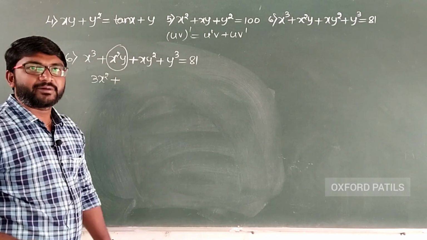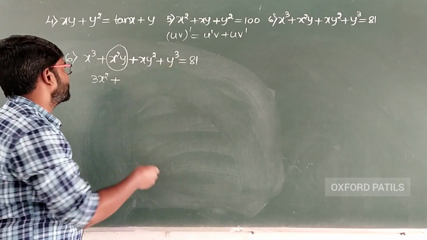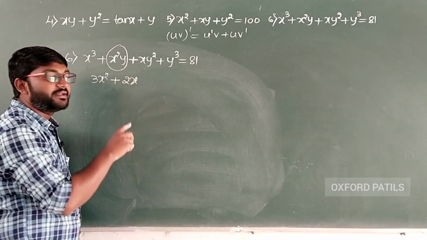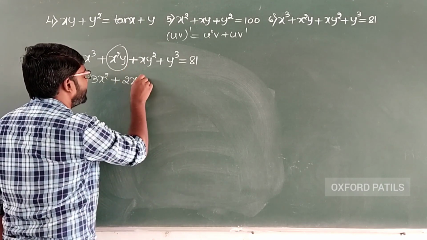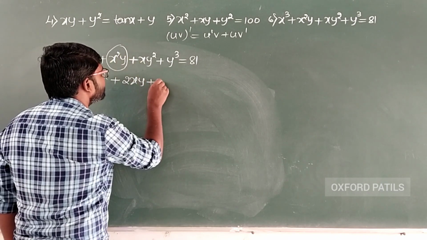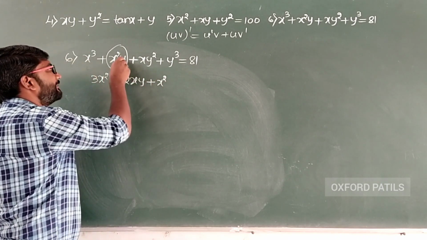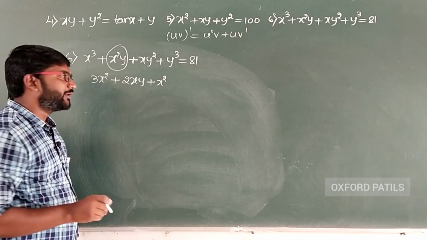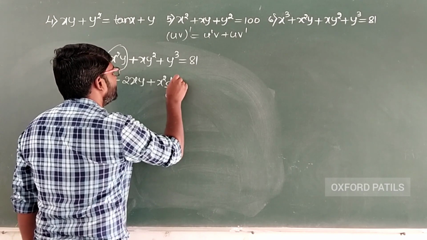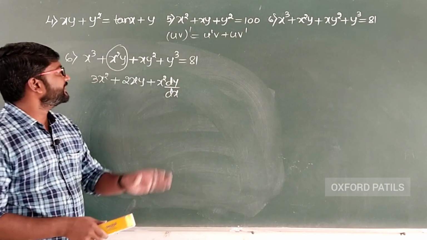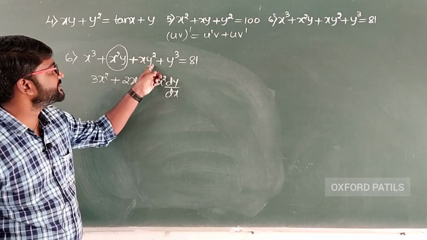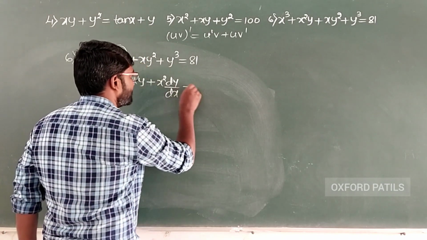Derivative of x square y, u dash v plus u v dash. Derivative of the first term, derivative of x square will be 2x. Write the second function as it is. I'll be writing y as it is plus. Now write x square as it is and take the derivative of the second function. What is the derivative of y? It will be dy by dx. We are done with this. Now we have to apply the product rule for the third term, x y square.